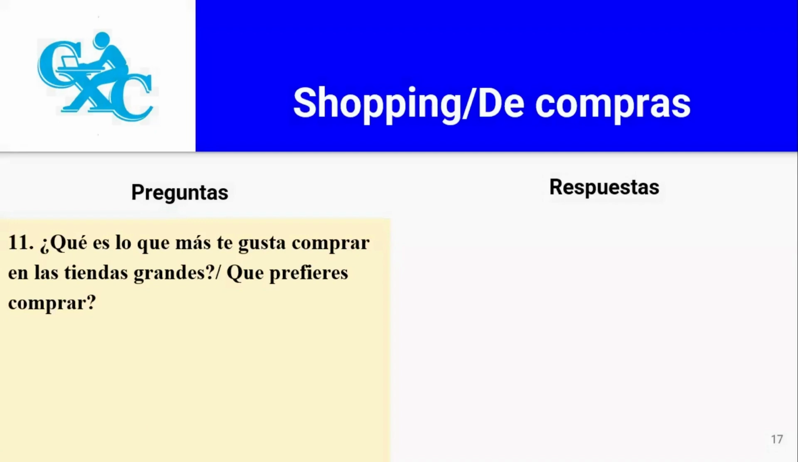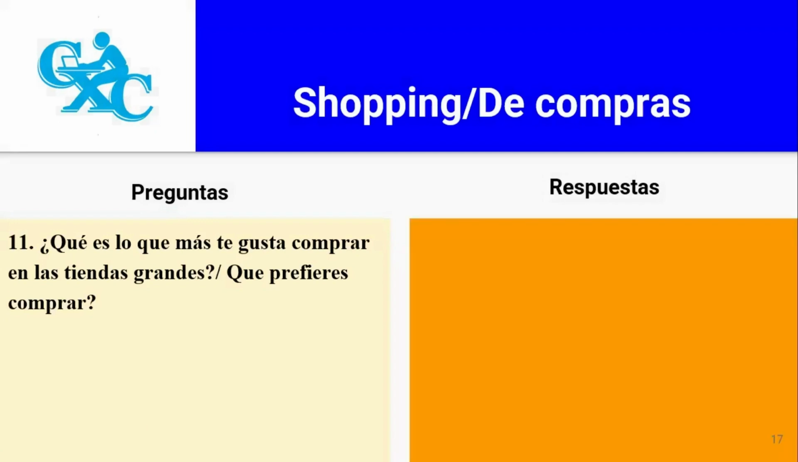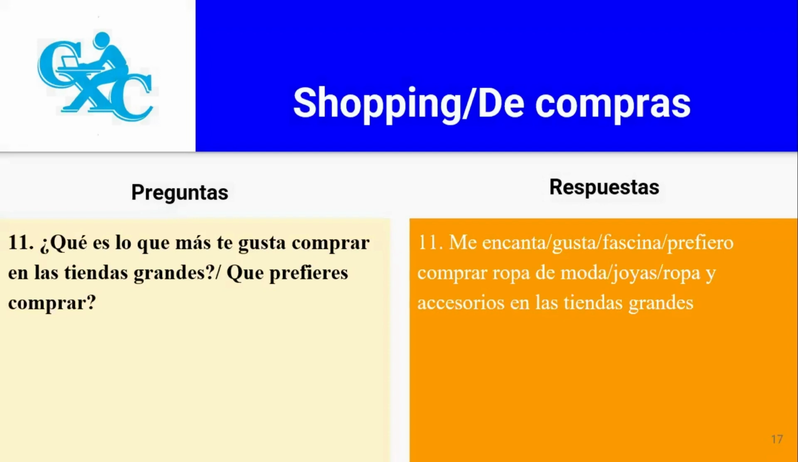Muy bien. You can say, me encanta, me gusta, me fascina. Prefiero comprar ropa de moda, joyas, ropa y accesorios en las tiendas grandes. Excelente. So students, try and use up the different words. Stop saying me gusta for everything. There are other synonyms. You can say me encanta, me fascina. Or you can say prefiero. For this question, ¿qué prefieres comprar?